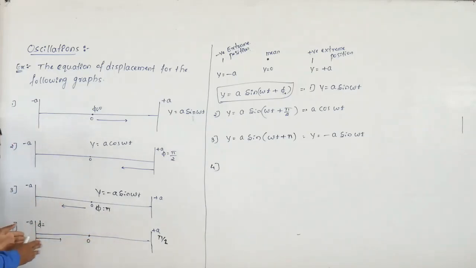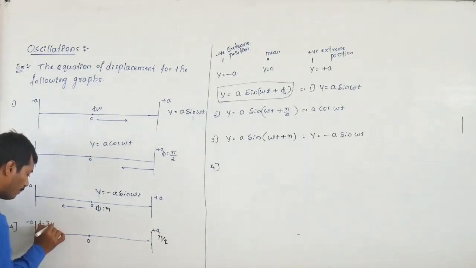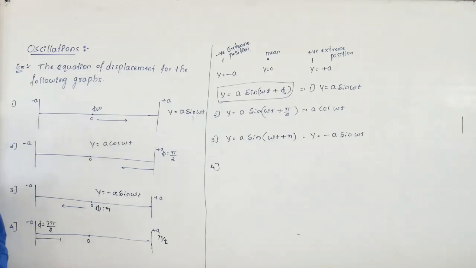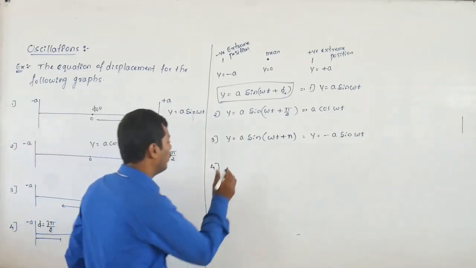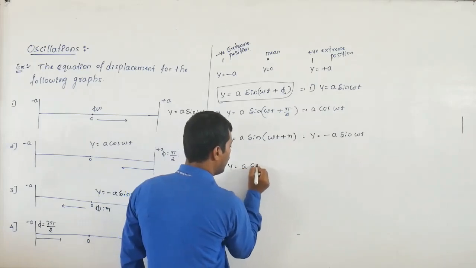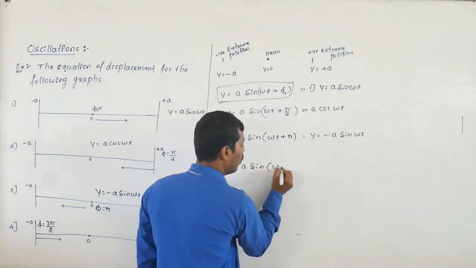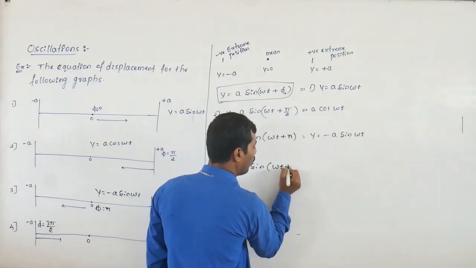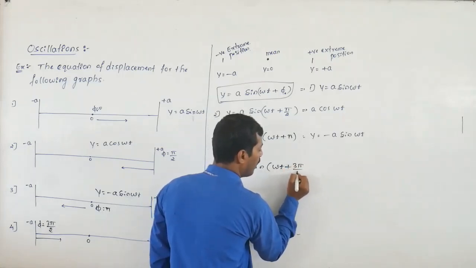It means it starts from the negative extreme position now, the maximum in the negative direction. Maximum negative direction means the angle phi is equal to 3 pi by 2. Its angle is 3 pi by 2 now. Then y is equal to A into sine of omega t plus 3 pi by 2.